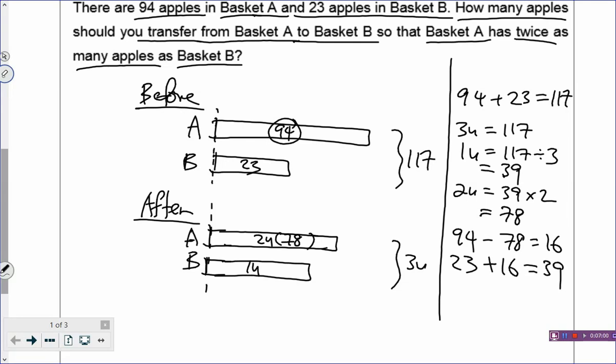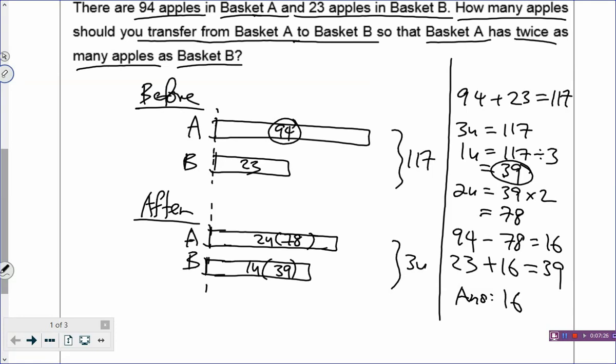And whatever numbers you found, you put it into the model. So B has 39 in the end, and that is your 1 unit. Is your 1 unit 39 as well? Yes. And you solve the problem. That's how you check the answer. So your answer to how many apples do you take out from A and put into B is 16. That's how you draw the before and after model for total unchanged.